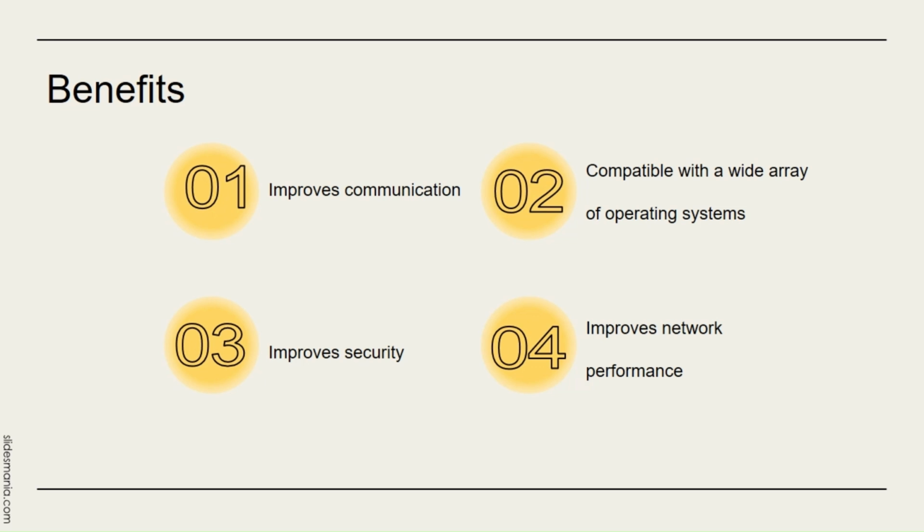The fourth and final benefit that we will be discussing is that ARP improves network performance. ARP cache tables are used to store IP to MAC address translation mappings for future reference. This improves network performance by reducing network congestion. Network congestion is reduced due to the lower number of ARP broadcasts required for optimal communication.